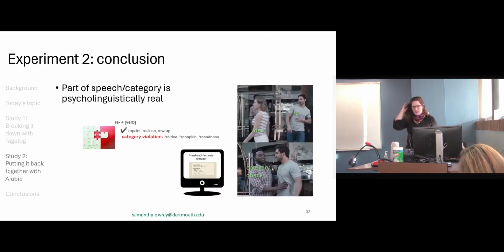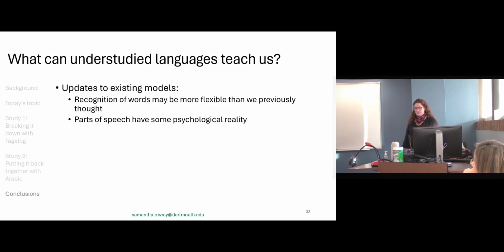So this means that part of speech or category does have some psycholinguistic reality. It isn't just a property emergent from lots of language. It might be that initially, as we're acquiring language, it is emergent, right? No one ever explicitly tells us this computer, that's a noun, this chair, that's a noun. But eventually we get enough language data that these rules emerge and solidify and become hard and fast.